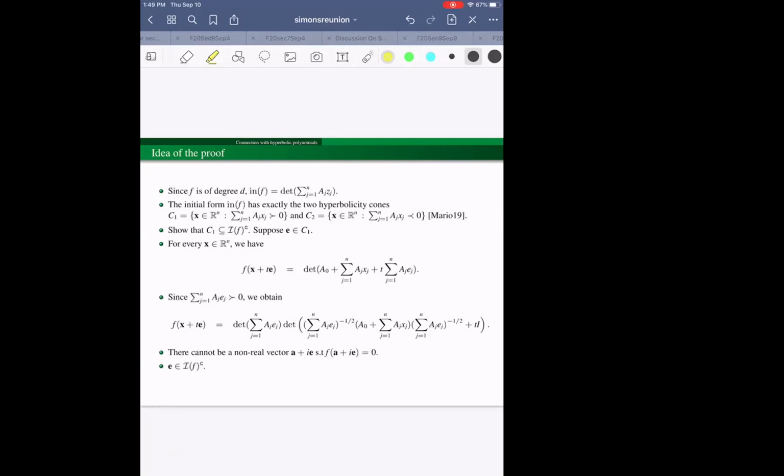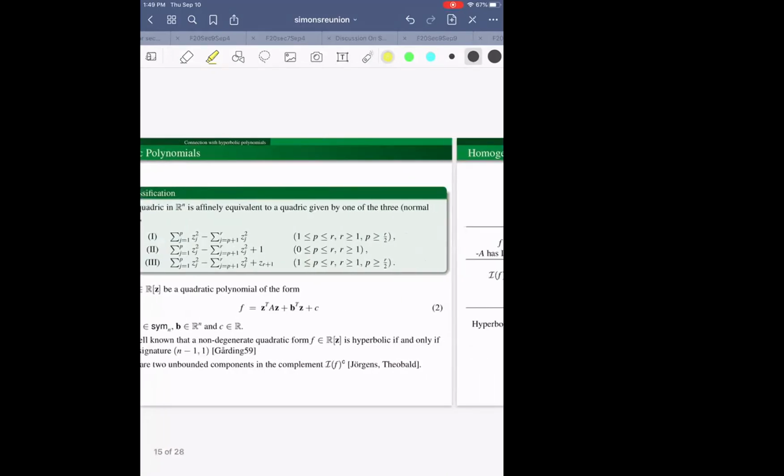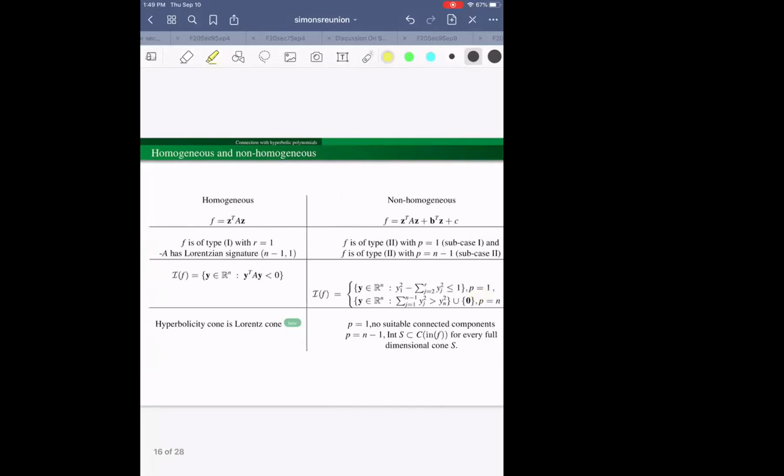And here is the idea of the proof. Maybe I'll skip it due to the time constraint. So let's go to quadratic polynomials.